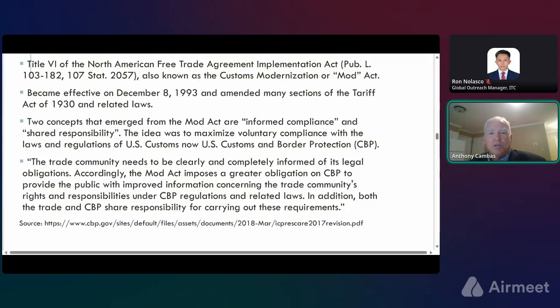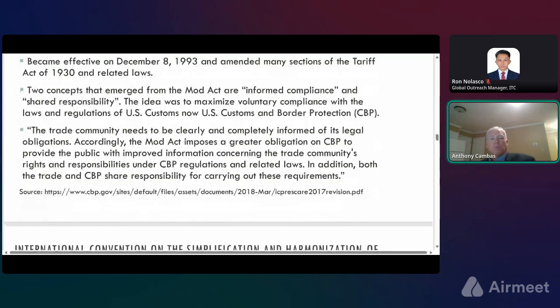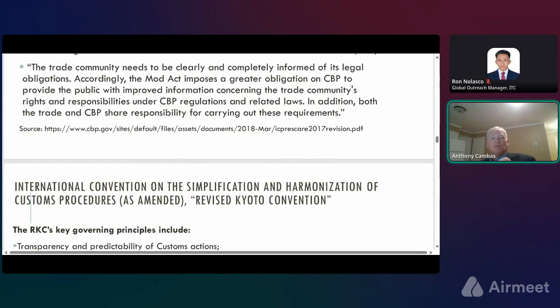So in 1993, many sections of the Tariff Act of 1930 were, you could say, highlighted again. And so with the NAFTA implementation, we built on legislation going back to the 1930s. And by the way, some of that legislation from the 1930s today is affecting the tariffs that we hear about in the news today. Talked about informed compliance and shared responsibility. And so I'm going to tell you exactly what the legislation that implemented NAFTA said.